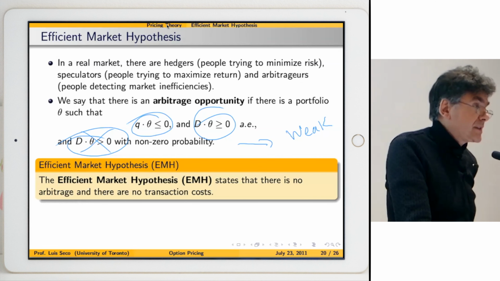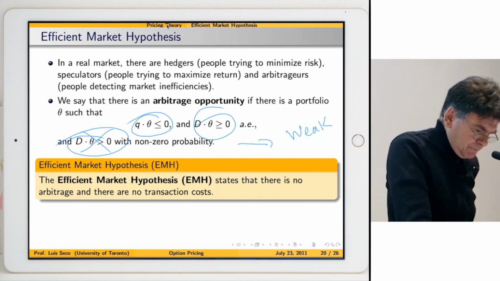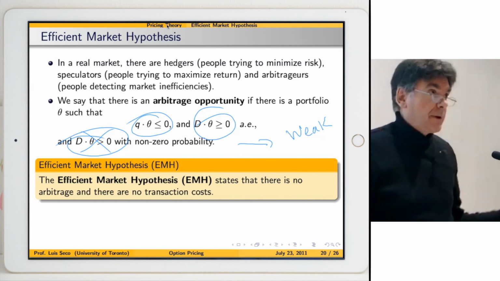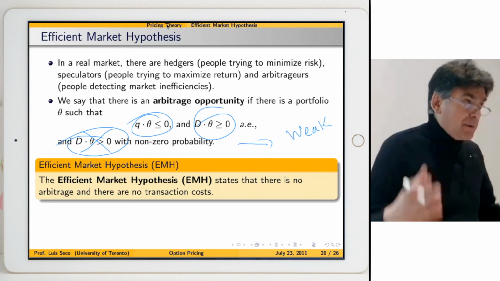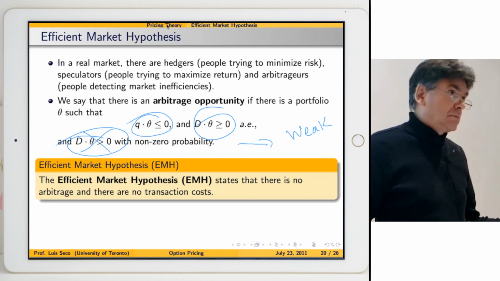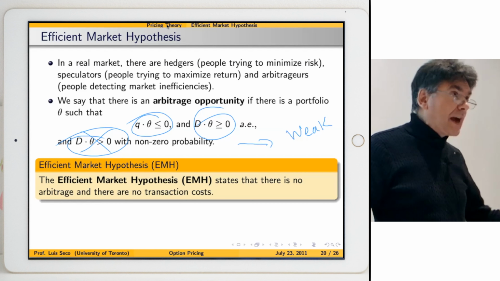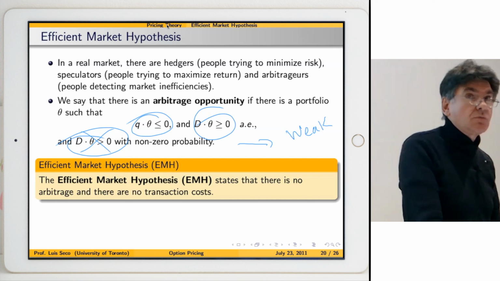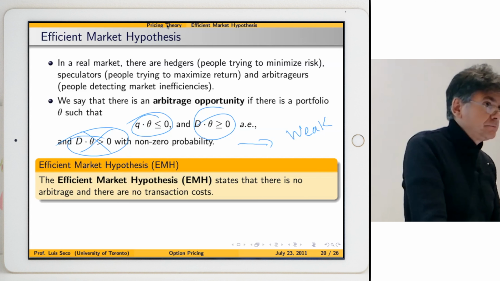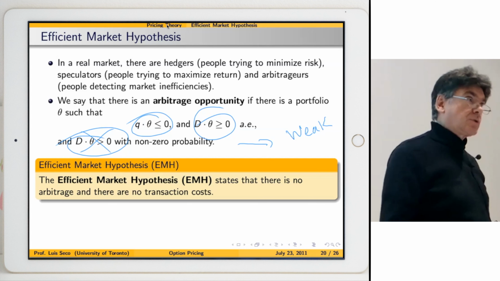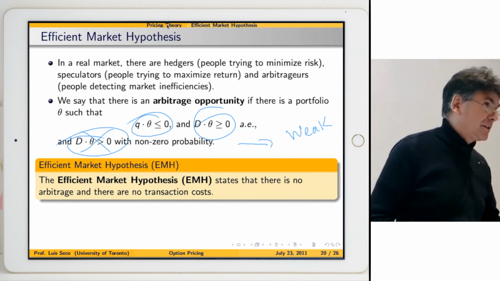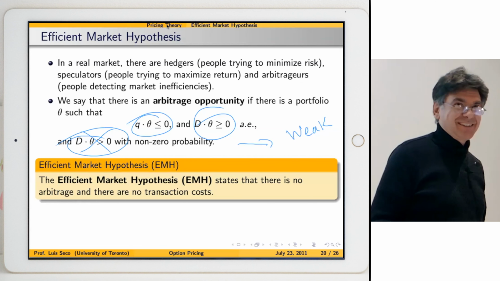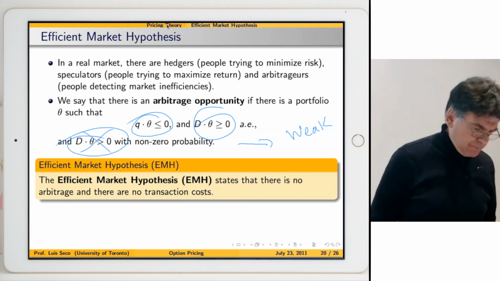The efficient market hypothesis says that there's no arbitrage, everybody works for free, and there are no transaction costs. Everybody works for free. And that is what we're going to assume today and maybe tomorrow for a little while, because that's when things make perfect sense. But then we'll remove that so we can make money as much as possible later. Okay. Everything good?